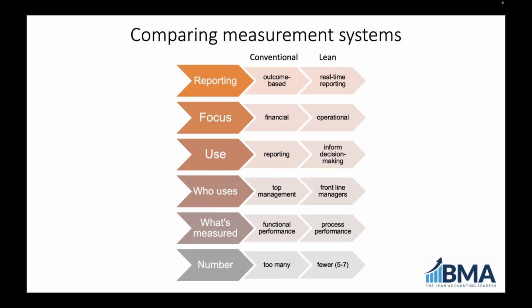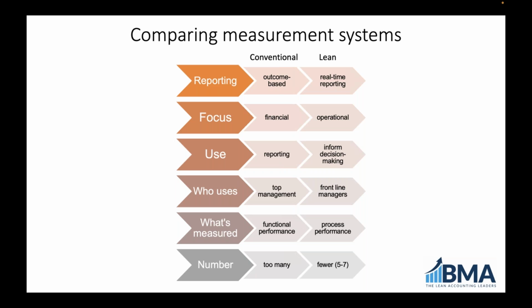And another characteristic, which is the last part of this slide, is that there's usually too many measurements. Now, a lean performance measurement system is more focused on real-time reporting. It's an operational focus, not a financial focus. It's meant to be used by managers who are managing value streams and processes. And it's about having fewer measures. And you'll see as we go through the webinar, I talk about 5 to 7 measures.